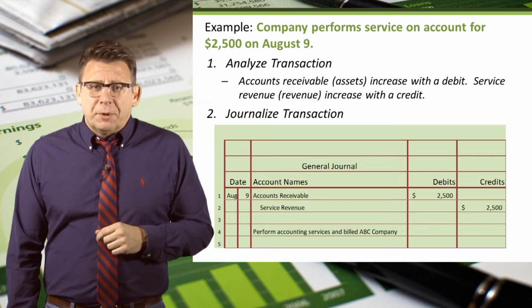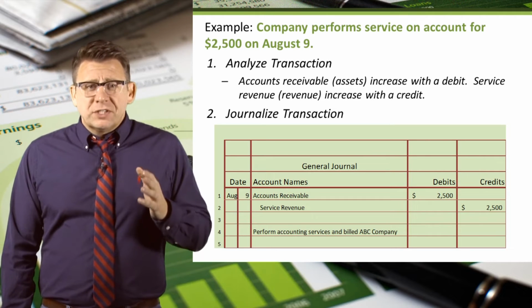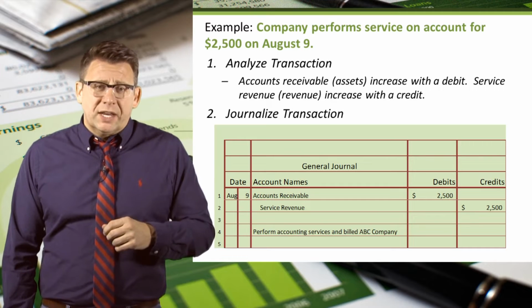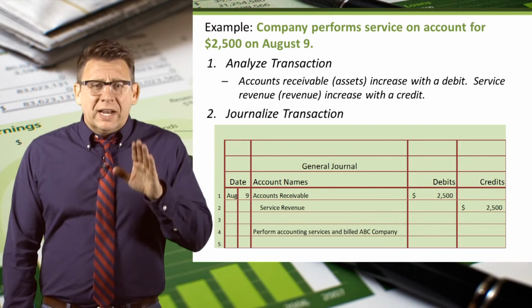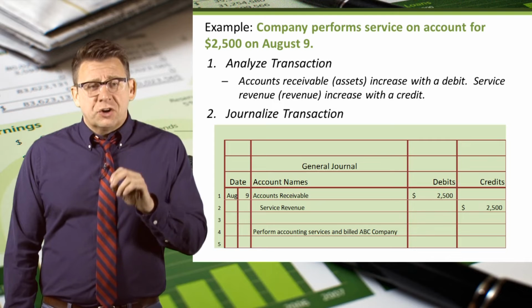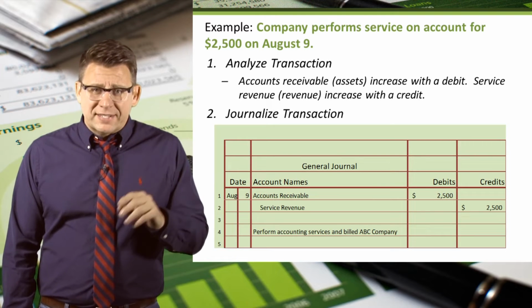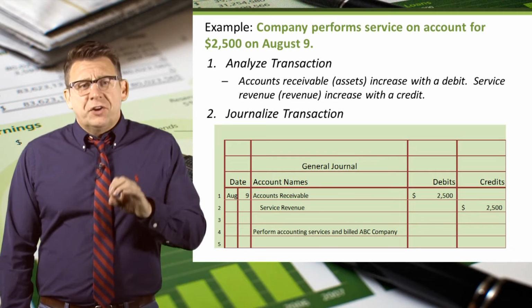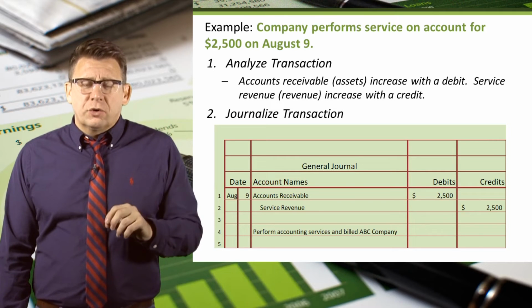Let's look at another example. A company performs service on account for $2,500 on August 9th. We analyzed this transaction and determined that accounts receivable, an asset account, is increased with a debit. Service revenue, a revenue account, is increased with a credit.